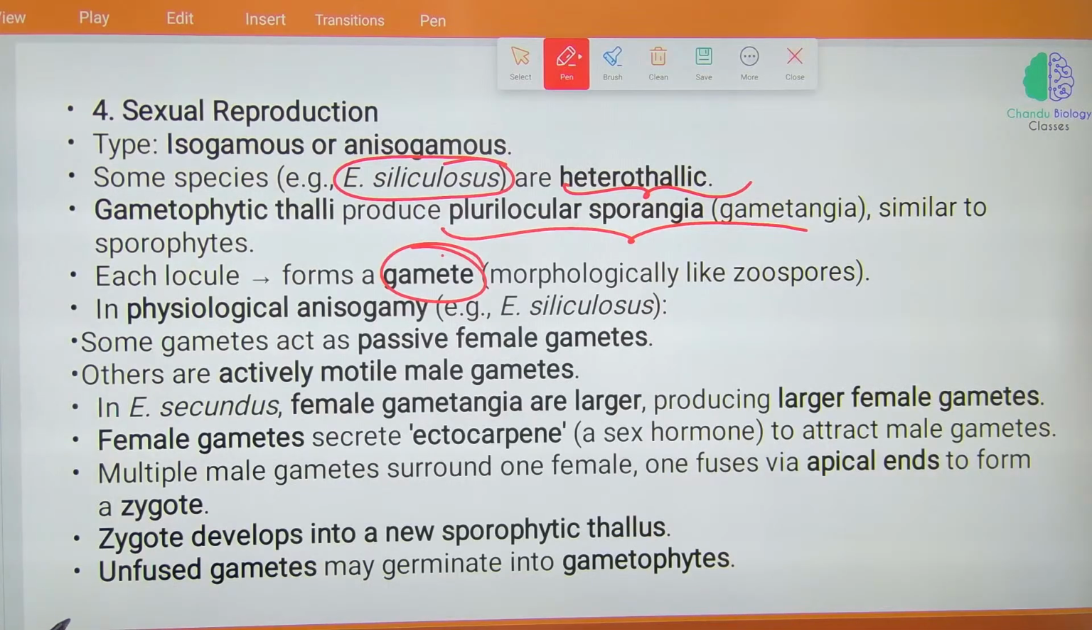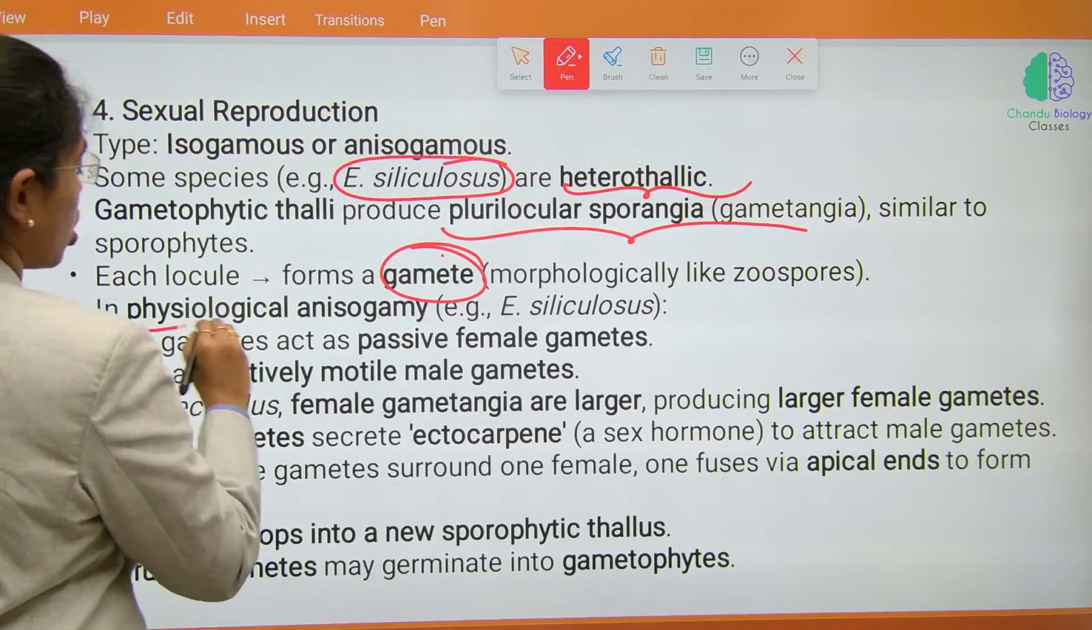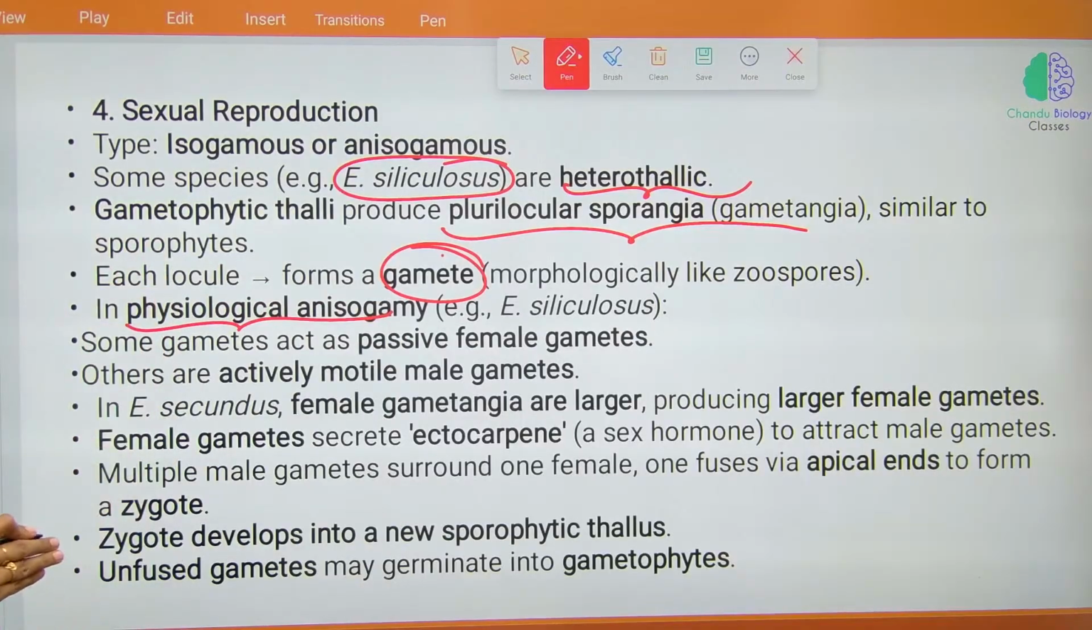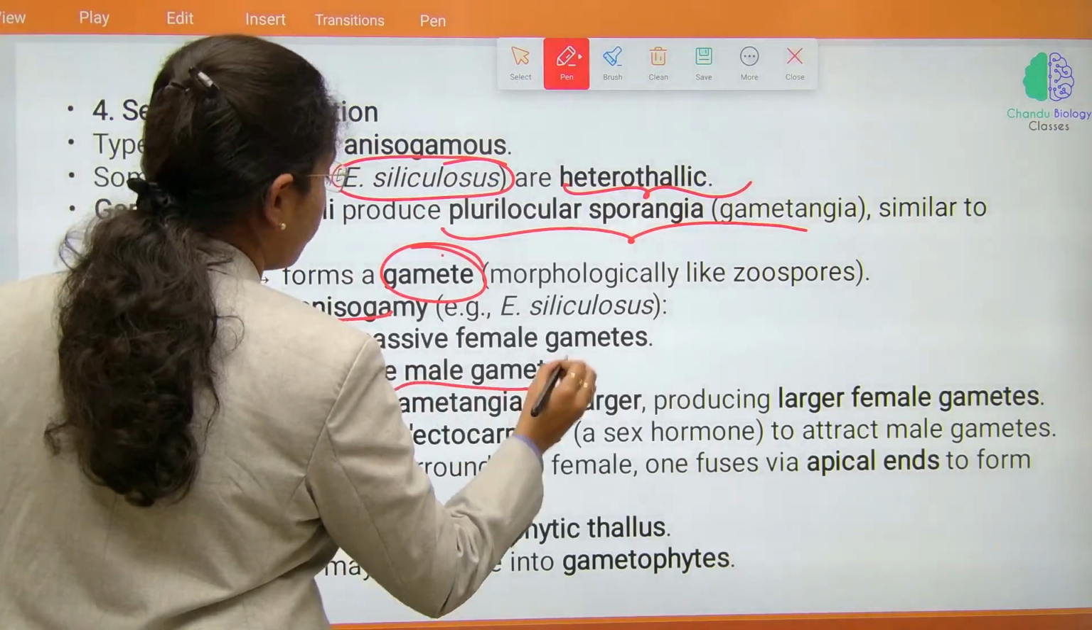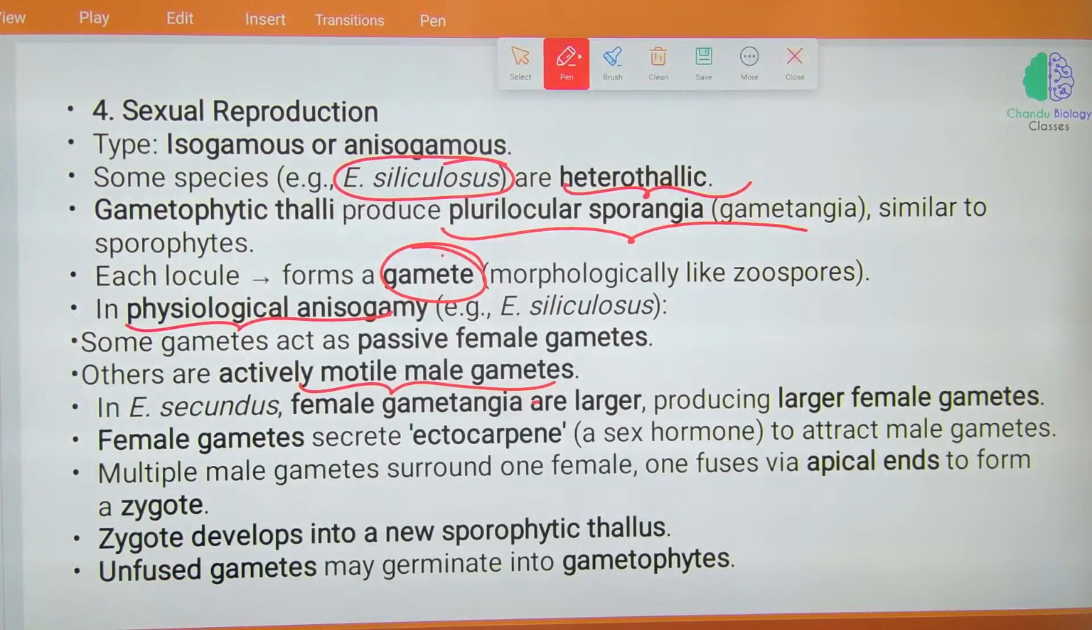Morphologically it is the same, but physiologically the gametes will be different. Some gametes act as passive female gametes, others are the same motile male gametes. Two types of gametes are observed. Morphologically they are the same, but physiologically they are different.